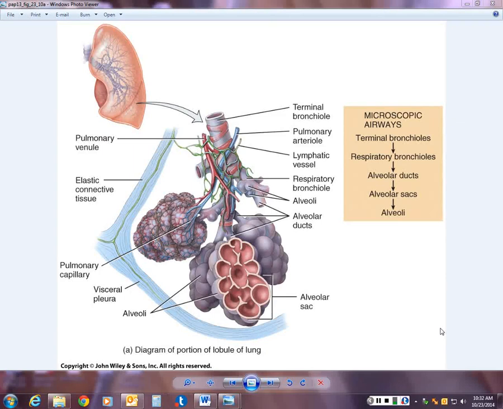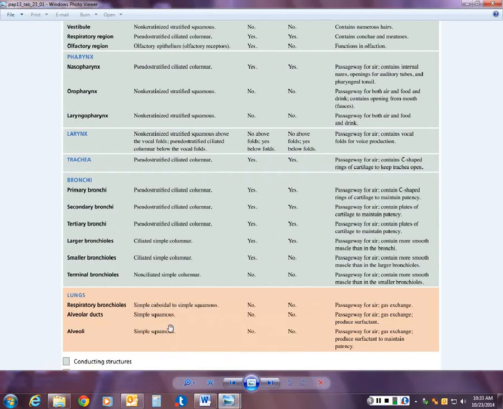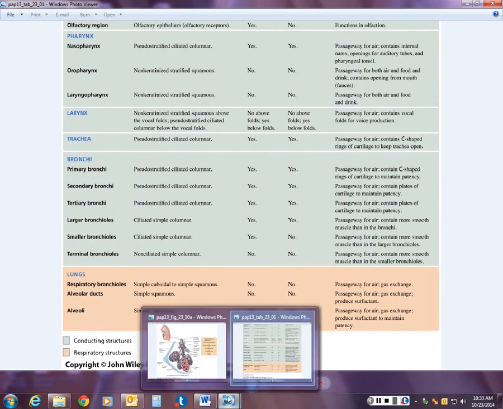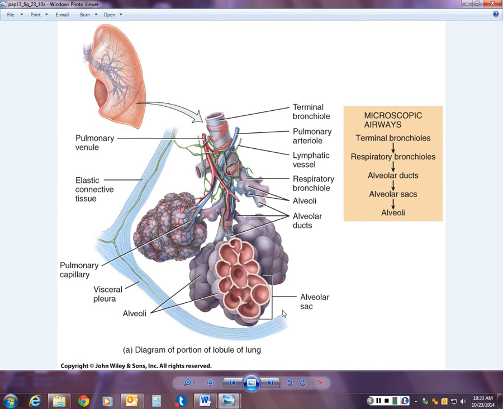If you recall our discussion from earlier, the respiratory zone consists of several major components. Remember, the respiratory zone is the area within the respiratory system capable of accomplishing gas exchange. This would include the respiratory bronchioles, alveolar ducts, alveolar sacs, and also the individual alveoli. So we're going to take a look at an image here that shows you many of these.